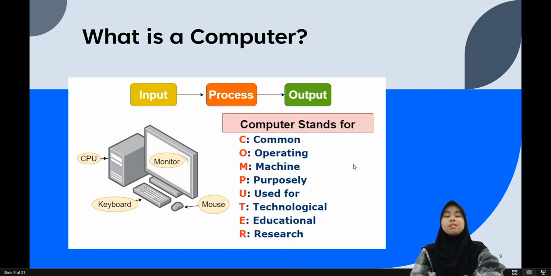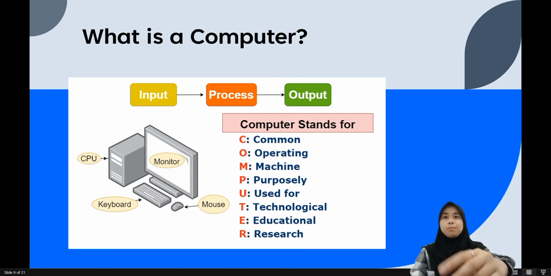And computer stands for: C for common, O for operating, M for machine, P for purposely, U for used for, T for technological, E for education, R for research. With a computer, we input something, like typing my name, Huda, and then the computer will process it and output my name.